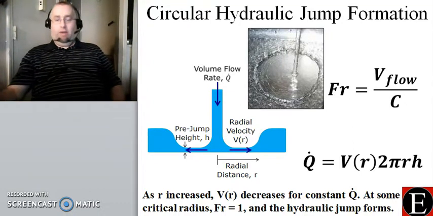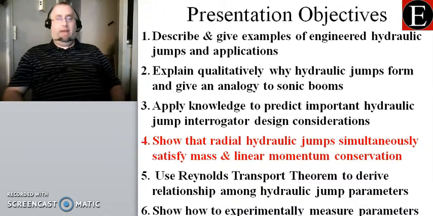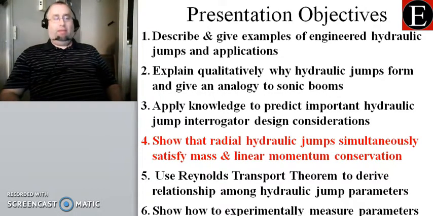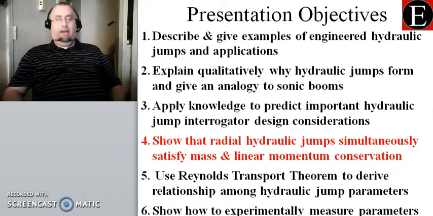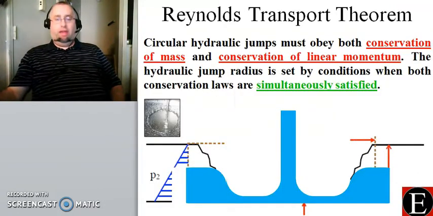So now we're ready to transition to the next presentation objective, which is to show that radial hydraulic jumps simultaneously satisfy both the mass and linear momentum conservation equations that originate from the Reynolds transport theorem. What I'm going to show you here is that same kind of blue shape showing the water coming down and then spreading outwards that we saw a few slides back, just to give you a familiar shape.